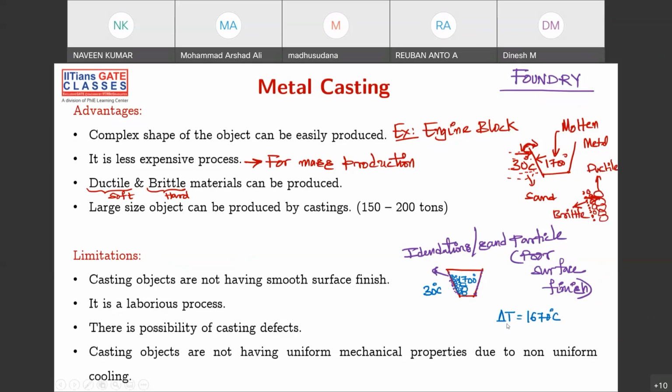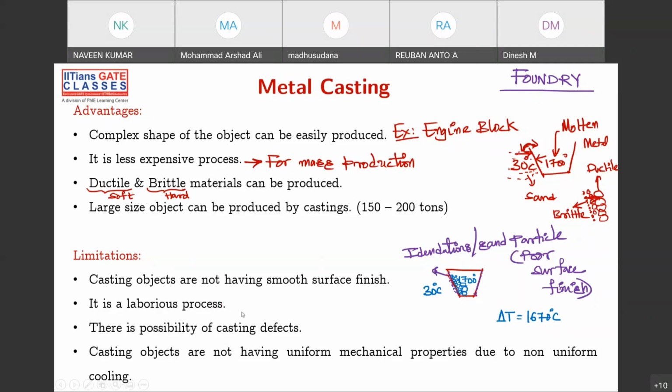Okay, fine. Now these are the limitations. You can go through them. Casting has a very poor surface finish. Why? Because particles are there, right? They are small particles. Once you remove them, the particle indentations are there, and those indentations create a poor surface finish. And it is very laborious.